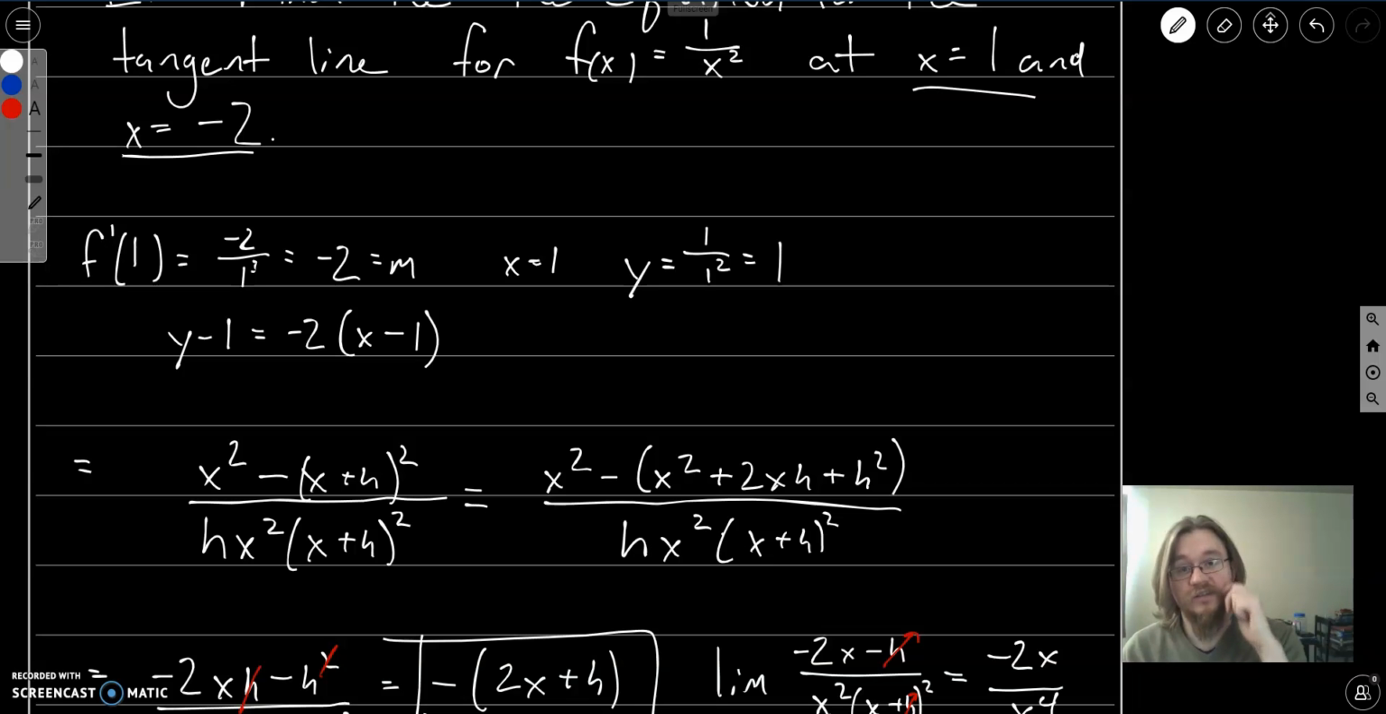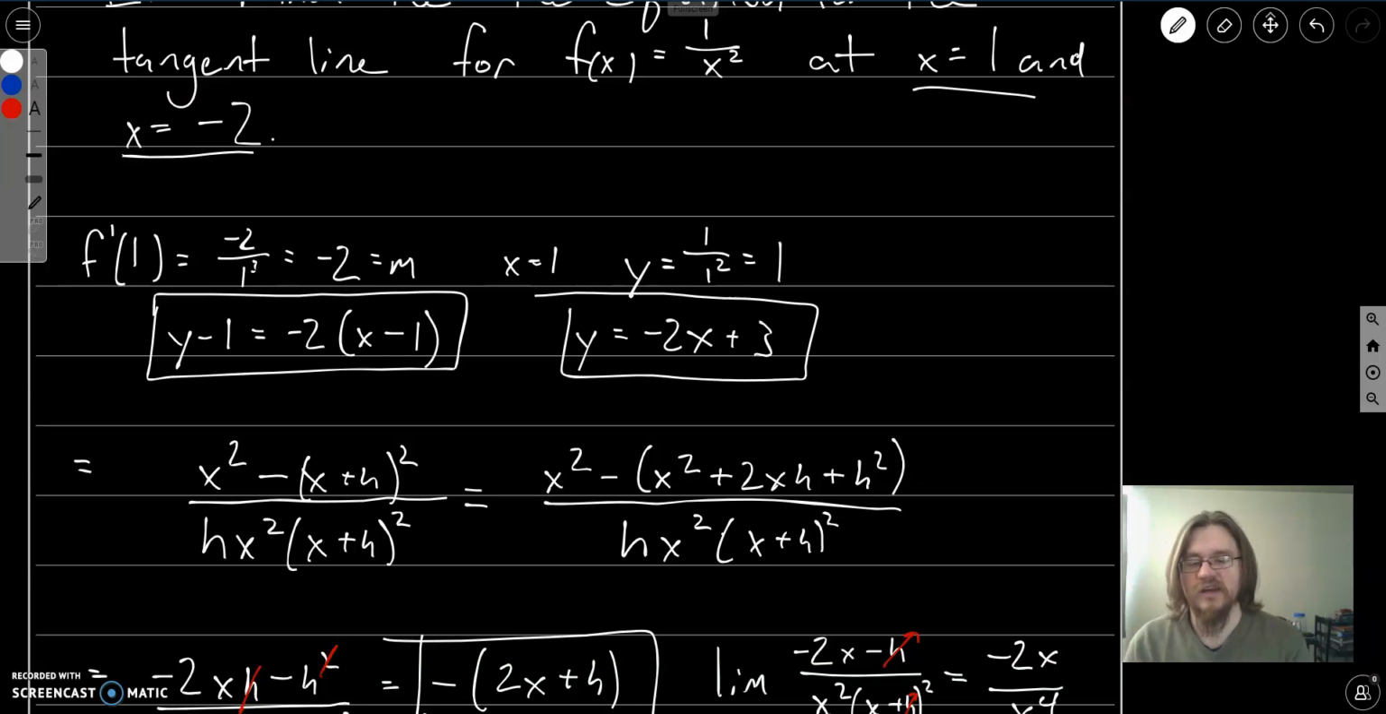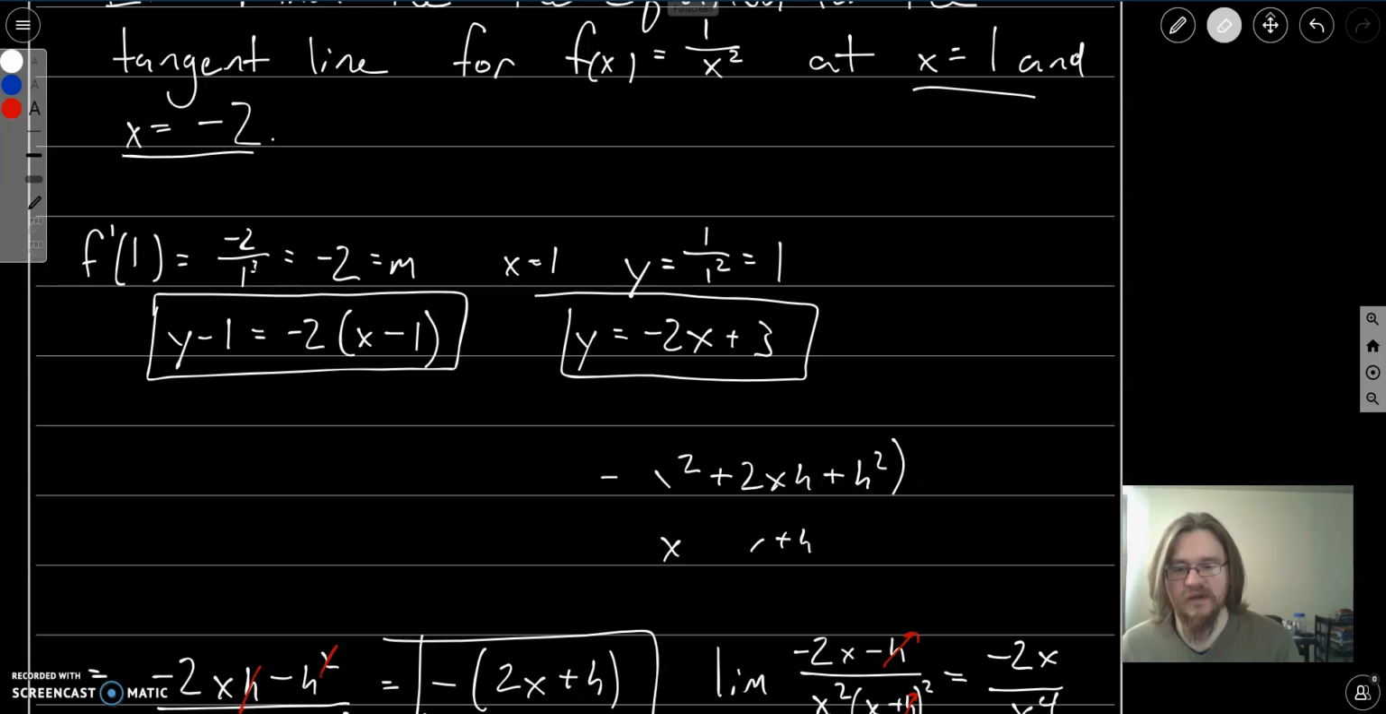This is point slope form, which absolutely works. But we could also turn this into y-intercept form if I solve for y here. If I do some algebra, this is going to be y is equal to -2x plus 3, I believe. 2 times -2 times 1 at 1. So here's the same equation, just rearranged a little bit. And let's do the other point.